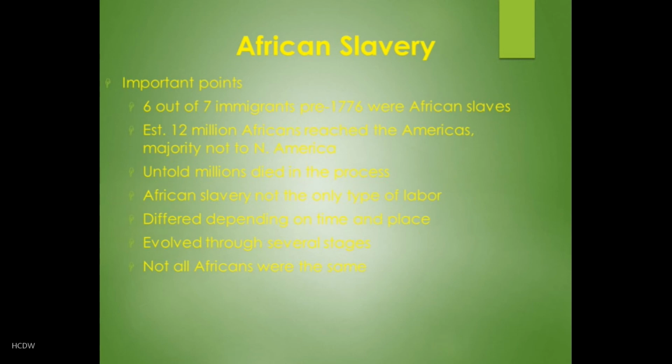African slavery could be very different depending on the time and the place, and we're going to discuss some examples of that. Depending on the region and depending on the time period, the methods of treatment of slaves could be very different. African slavery also evolves over time and through several stages, which we're going to be discussing as well. It's not the same in the 1600s as it is in the early 1800s, for instance.